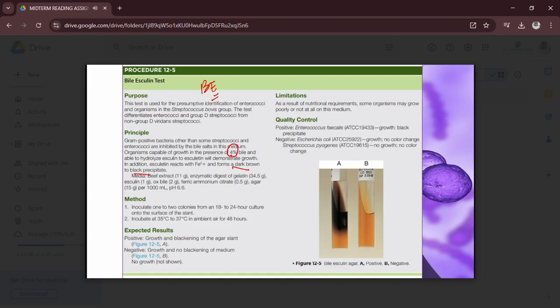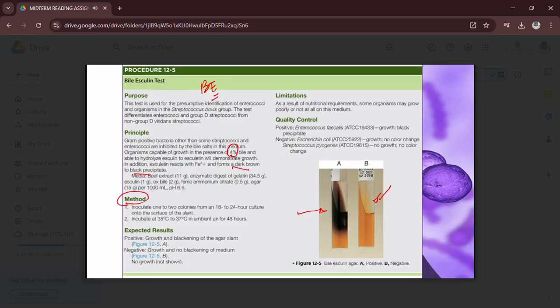But take note that if less than half of the slant is blackened, or if no blackening occurs within 24 to 48 hours, then, katulad nitong nasa letter B, the test will be reported as negative. So, ano ba yung mga slant na yan? Bakit may blackening? Paano mo po yan magagawa?